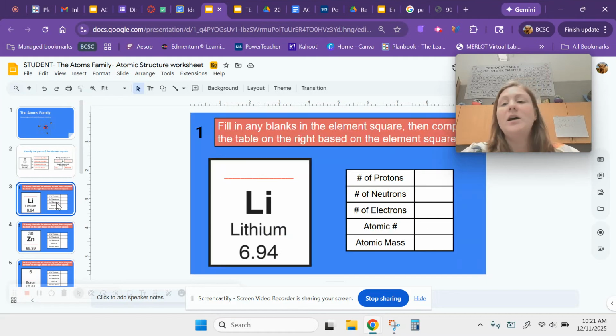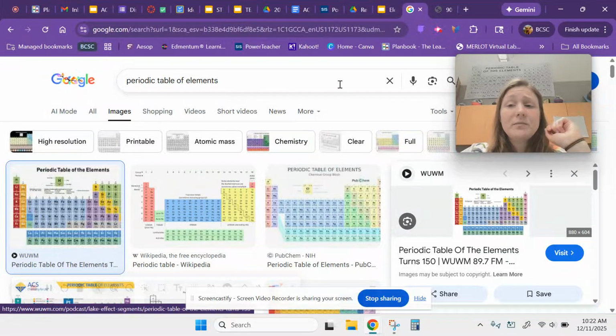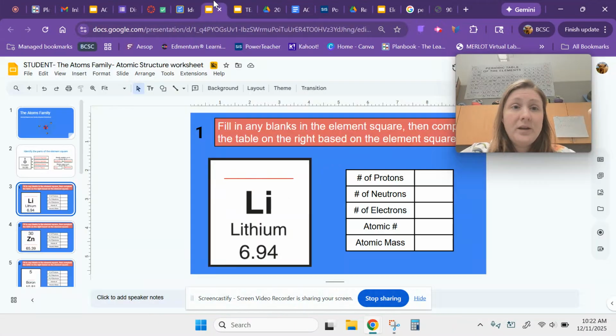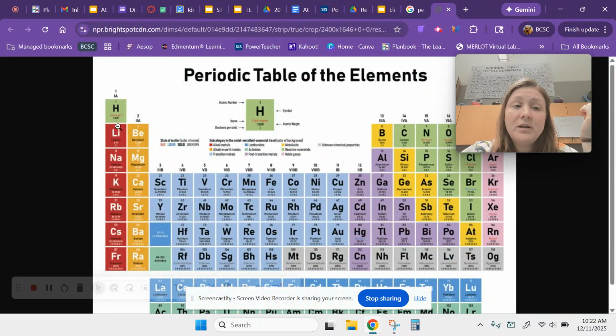So the rest of these slides you are going to complete, and there are 2 things you need to complete on every slide. There is something missing from the element square. So it's either going to be the atomic number, the symbol, the name, or the atomic mass. One of them is going to be missing, which means you have to Google, look up a periodic table of elements, and pull one up where you can see everything. So I like this one. And now what I can do with that is, if I'm missing the atomic number, I don't know what lithium's atomic number is. So if I look it up on the periodic table, there's lithium, the atomic number is 3.